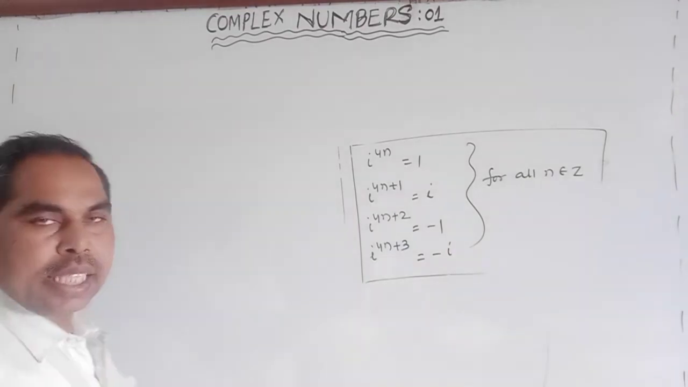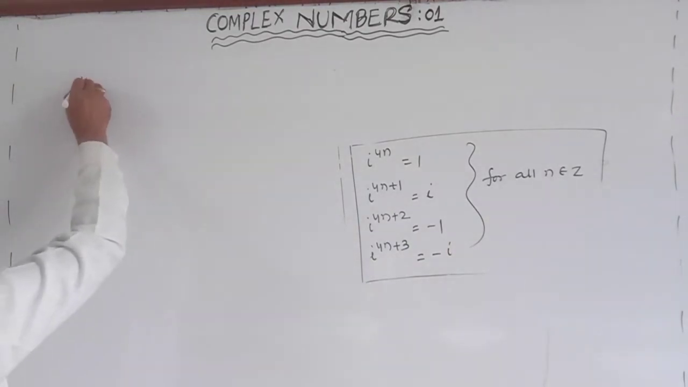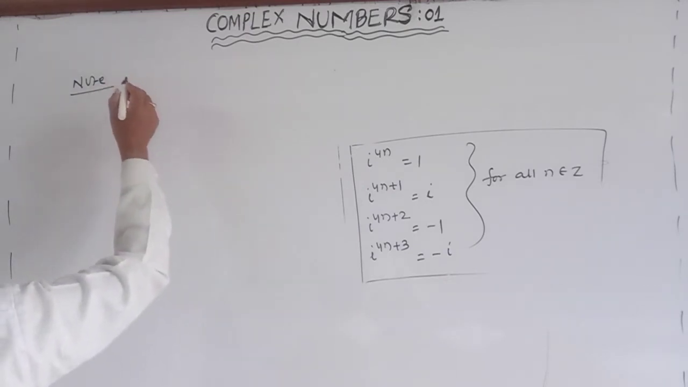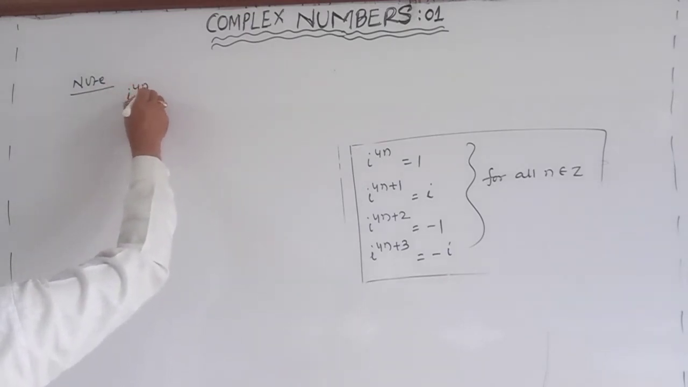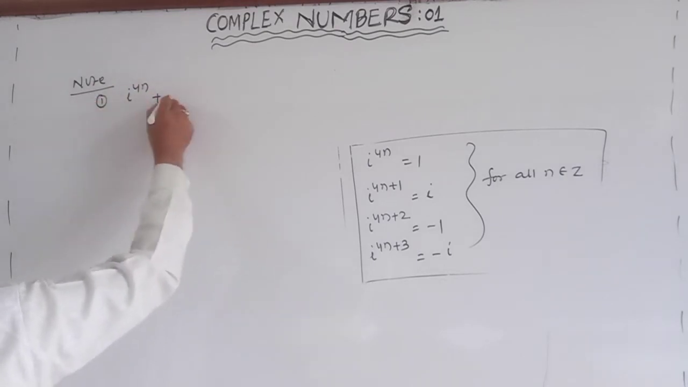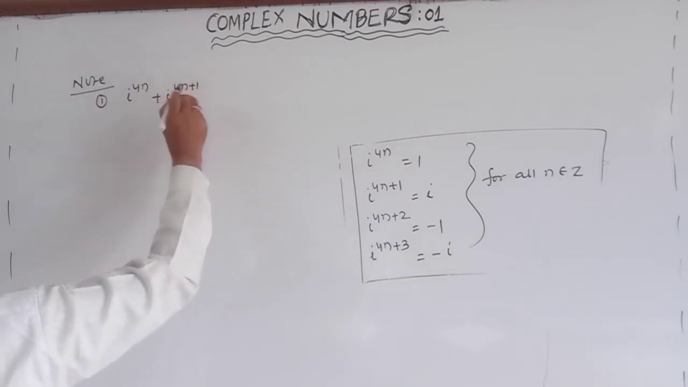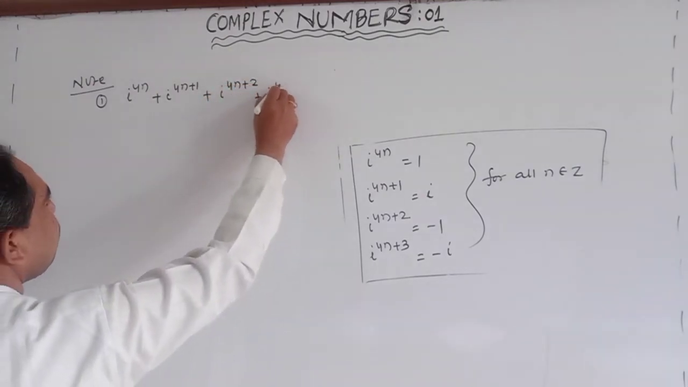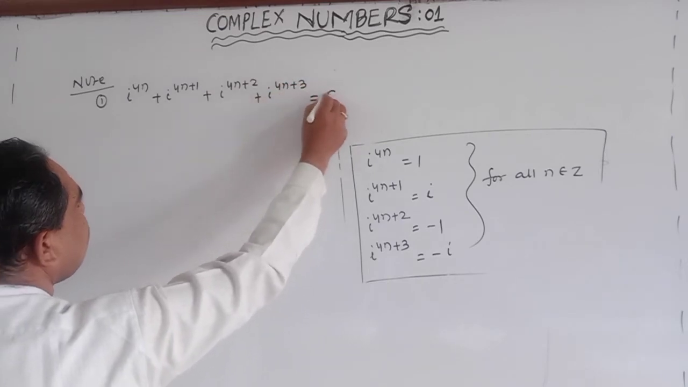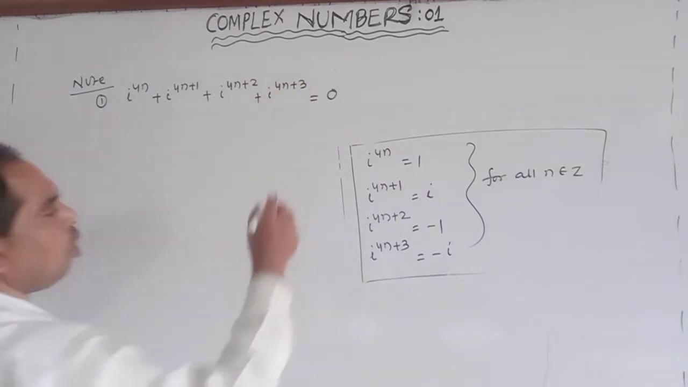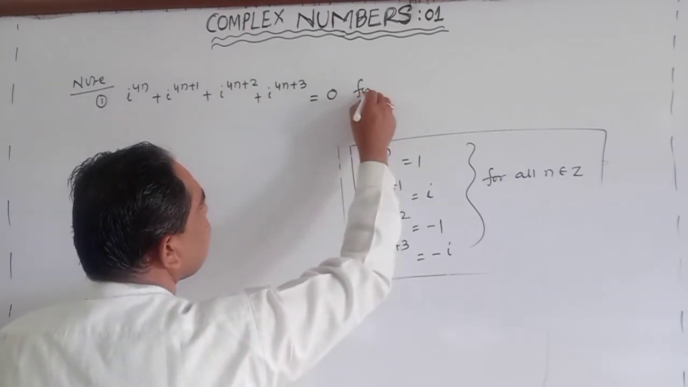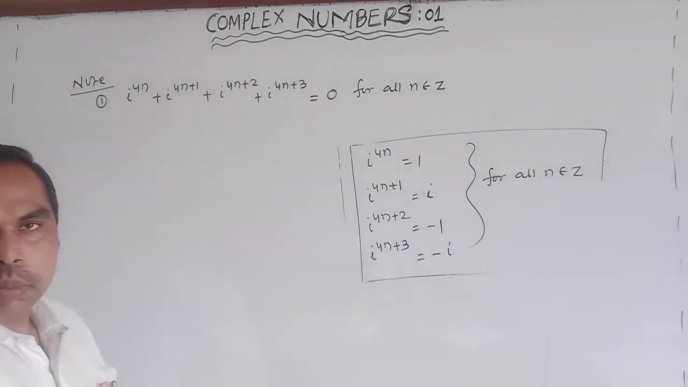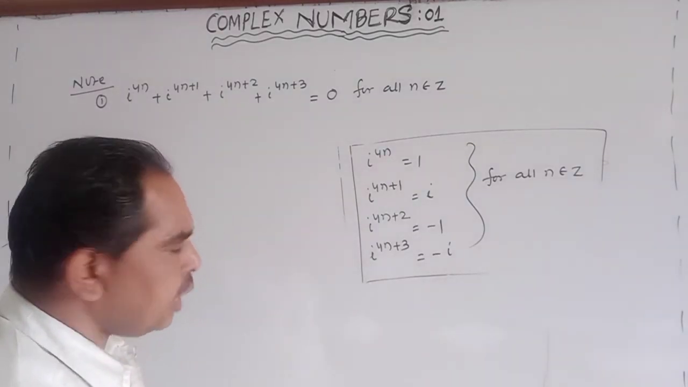Next, another note: i to power 4n plus i to power 4n plus 1 plus i to power 4n plus 2 plus i to power 4n plus 3 is equal to 0 for all n belongs to the set of integers Z.